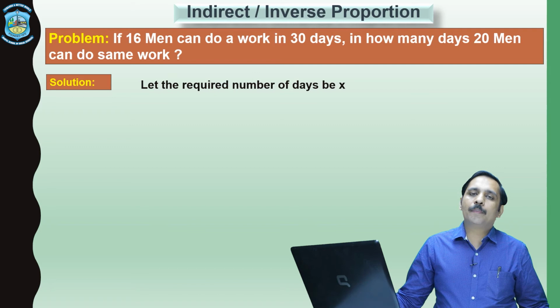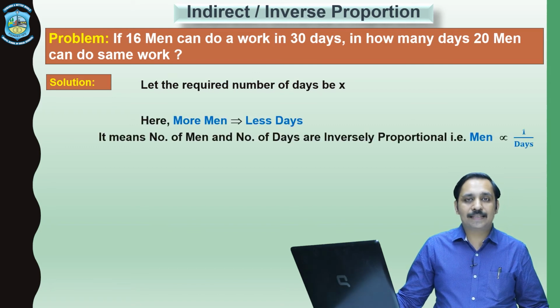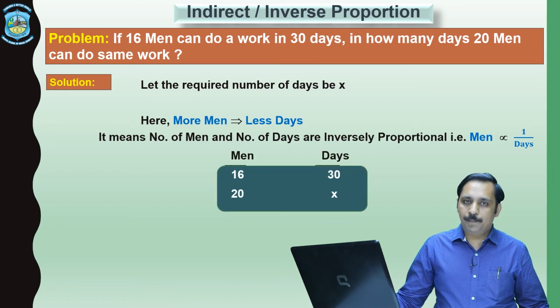Let the required number of days be x. Here more men implies less days. That means this is a case of inverse proportion. It means that the number of men and the number of days are inversely proportional. So we have two quantities here, men and days. 16 men can do a work in 30 days, 20 men can do the work in x days.